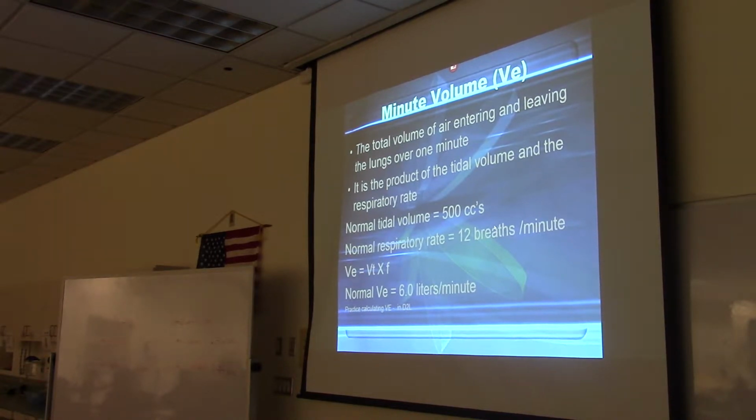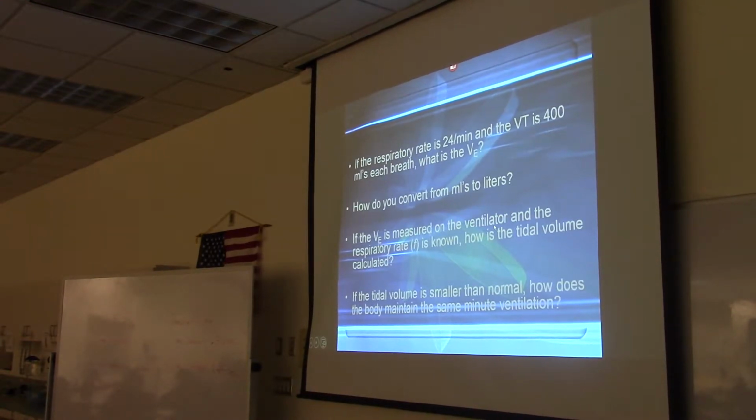And it says that you have calculation practice in D2L. Oh, and there's practice here too. If the respiratory rate is 24 per minute and the tidal volume is 400 mLs each breath, what is the minute volume? 9.6 liters. And did you do it in mLs first? Yes. And what was that? 9,600. Yeah, so 9,600 mLs, and then you convert that to liters.